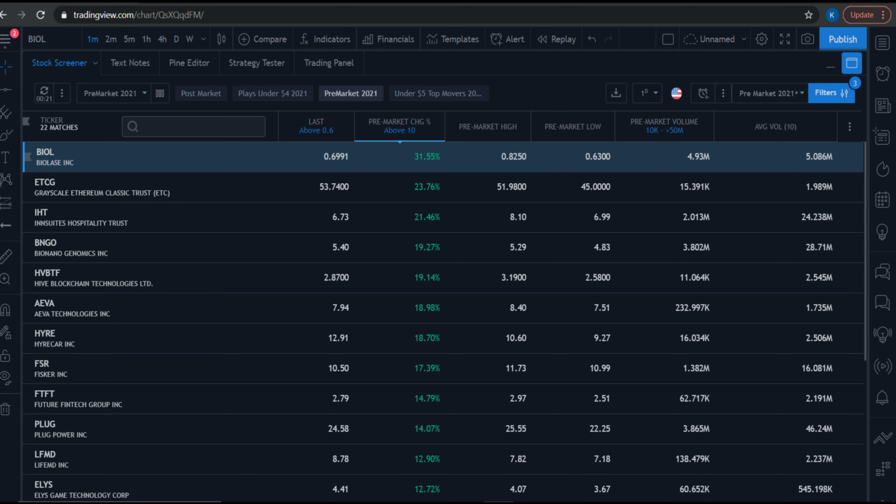After we run this scan, we'll get a list of stocks in the pre-market that are gapping up. I always sort these to the highest percentage up, and then I take a look from there. Now if we scroll down a little bit, you'll see ticker symbol BNGO. Let's take a look deeper into this one.